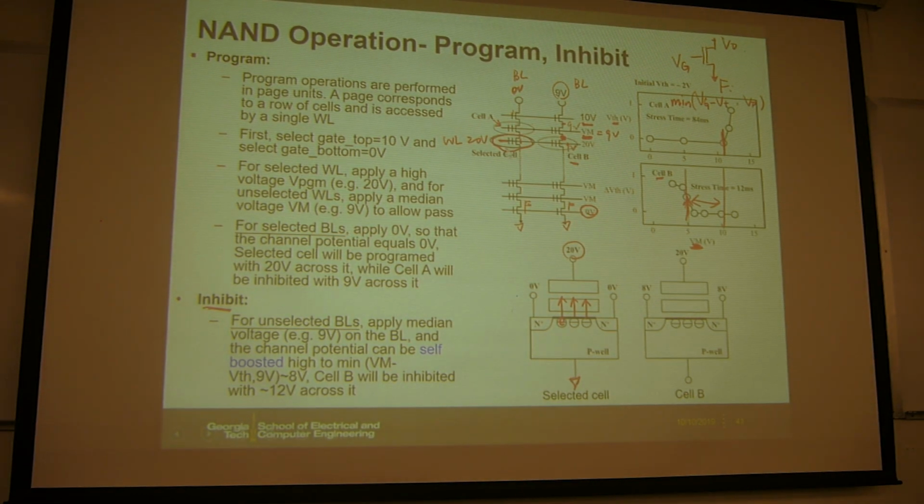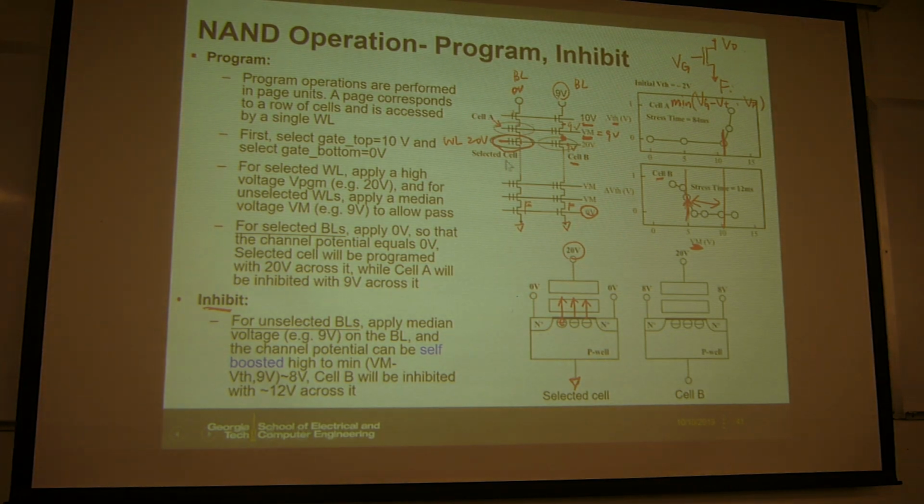Okay, so this is for the inhibition for cell A and cell B, and this is very unique in the NAND flash programming scheme. You can review the text here after class. Any questions? I know it's a little bit tricky.